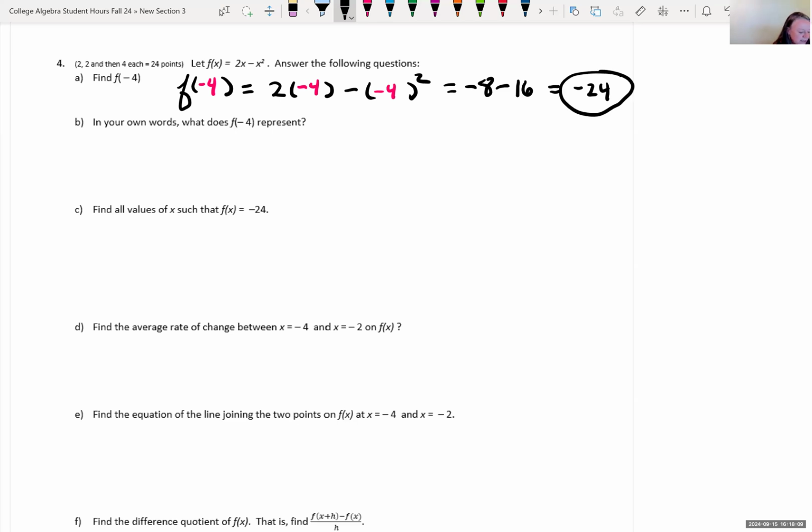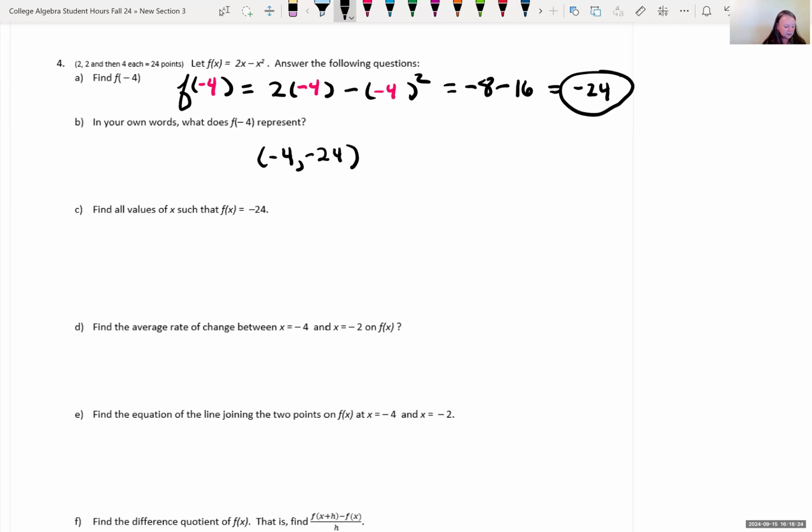In your own words, what does f of -4 represent? Well, this is saying what is our y value when x is -4? Another way to say that is we have -4, -24 is a point on our graph of f of x.